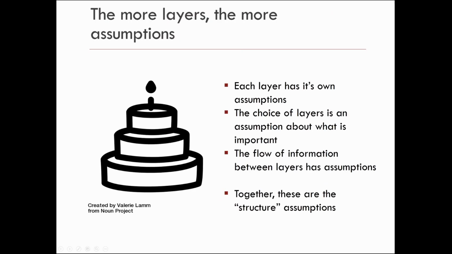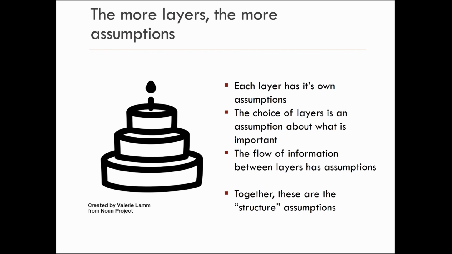So these layers are really helpful for getting a better picture of what's happening in the simulated world that we're creating. But the more layers we have, the more assumptions we're building into our model. Each layer that we put onto this individual level simulation model has its own assumptions. The choice of layers is an assumption about what is important. So if we decide not to have an environmental layer, then we're assuming that the environment is not important for determining the outcome or the exposure.